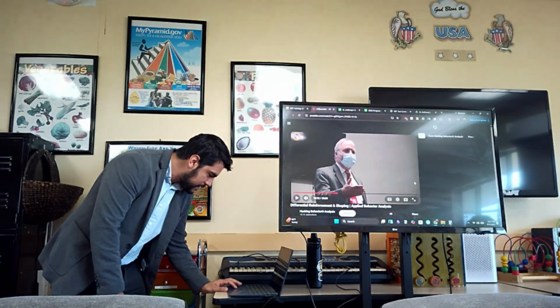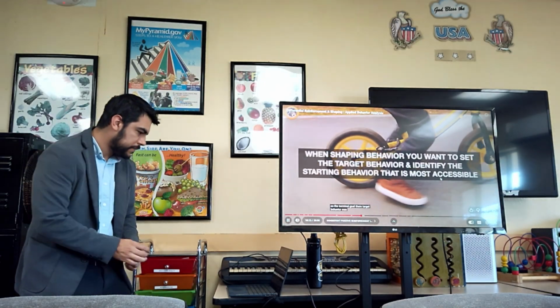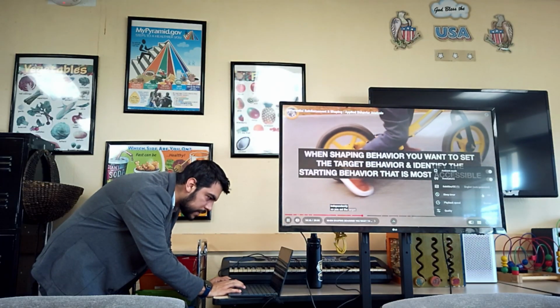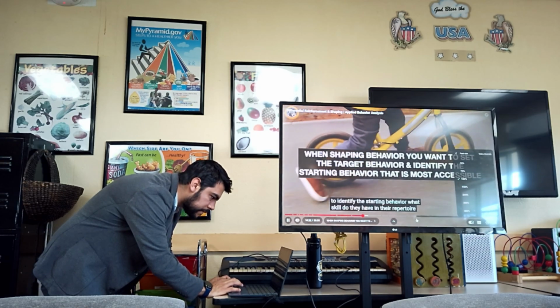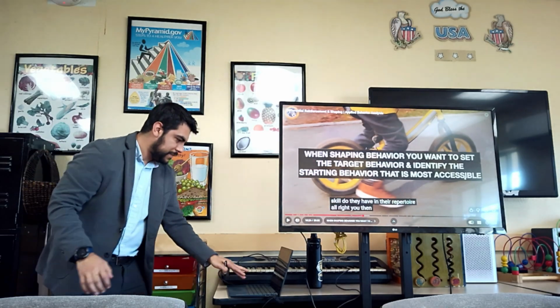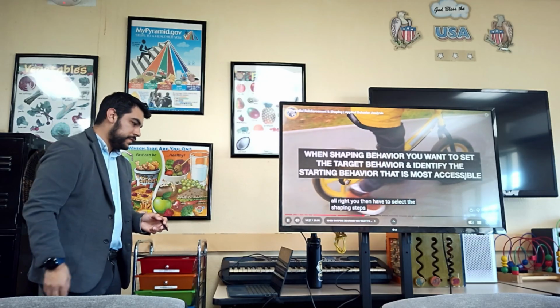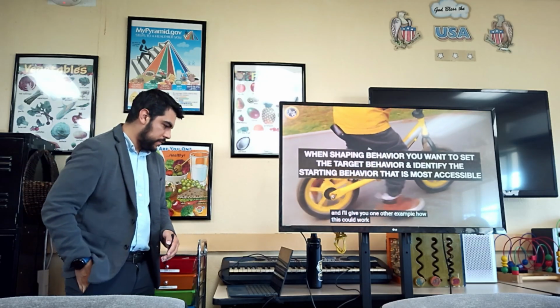Terminal goal there. This is a more academic example of what shaping looks like, but I think it's a little bit more on the fun side of the applicability of shaping procedures, because it's not just with clients and not just with us humans, but it can also be done with animals too. So I think it's really helpful to get an example of that. Her target behavior was for her to ride independently. So you set the target behavior. You have to identify the starting behavior. What skill do they have in their repertoire? You then have to select the shaping steps. And I'll give you one other example of how this could work.